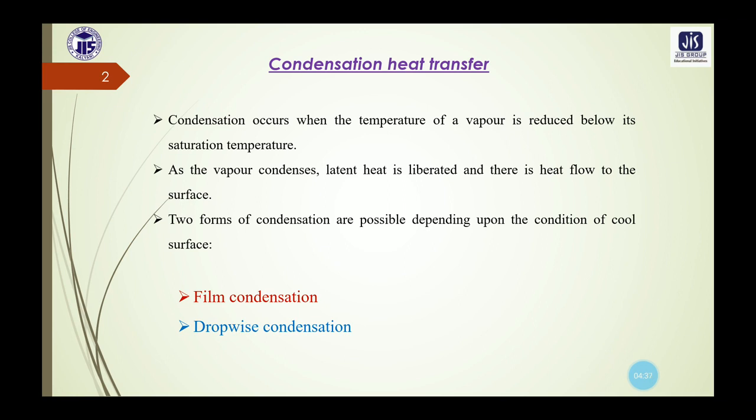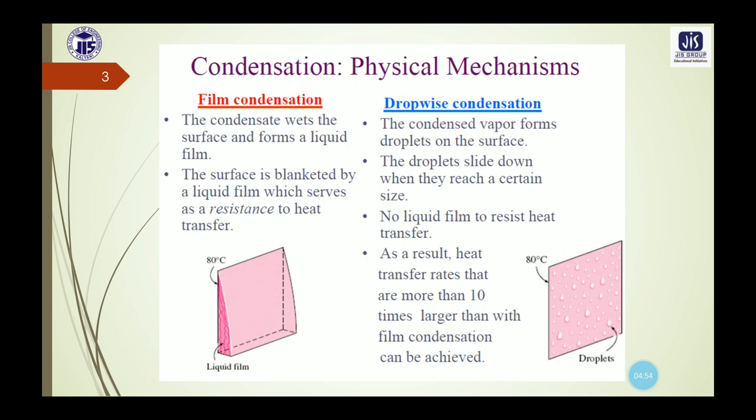Now depending upon the condition of the cool surface, condensation may occur in two possible ways. So what is the classification of condensation? One is film condensation and another is dropwise condensation. Now let us discuss in detail the difference between film condensation and dropwise condensation.